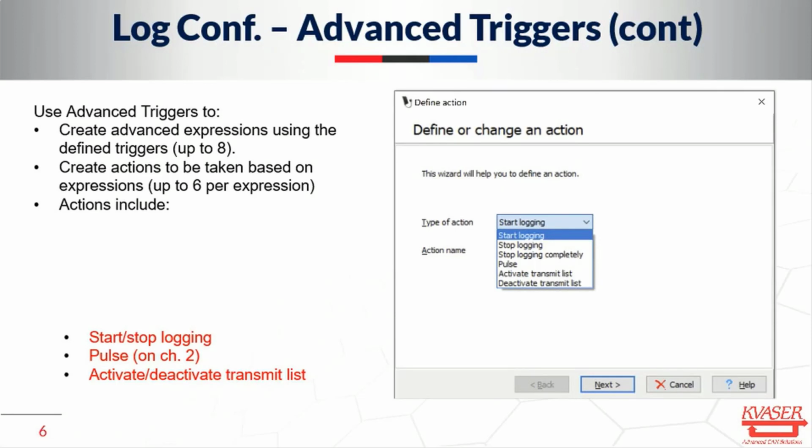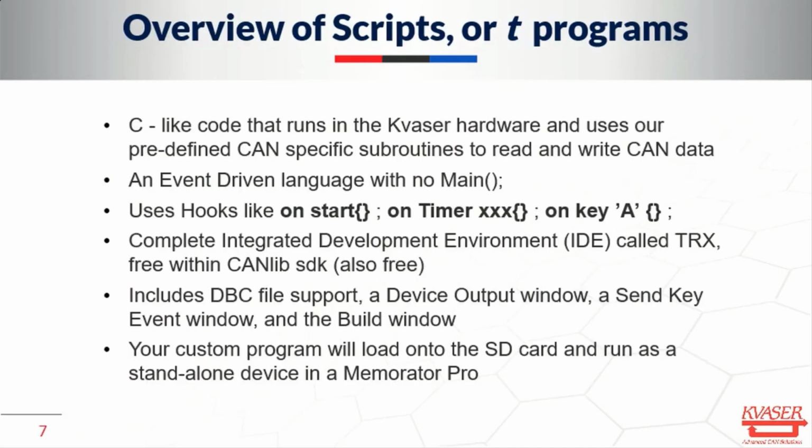So we will move on from advanced triggers, talk briefly about scripts or t programming. So if you look at the trigger capability, the advanced trigger capability is the first 2 levels of using the Memorator, configuring the Memorator to catch your specific data. I would call t programming the programmer's ultimate method or tool for catching your data.